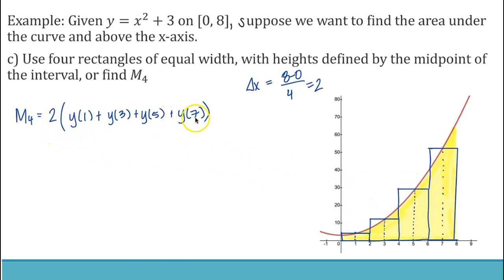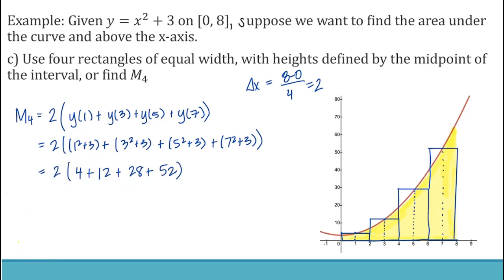And so we're going to substitute each of those x values into our y function. And then we'll go ahead and calculate each of those values. And now if we add up the quantity in parentheses, we're going to have 2 times 96, which is 192.